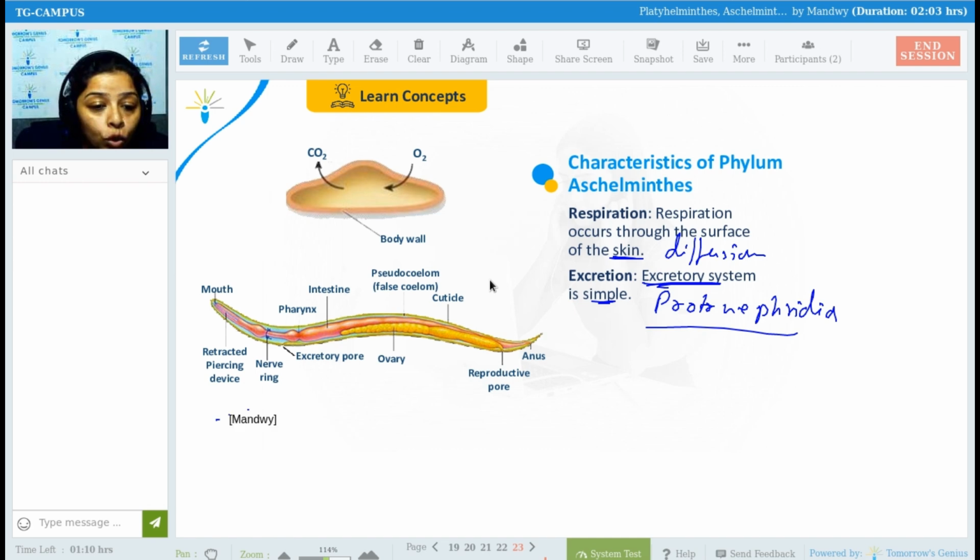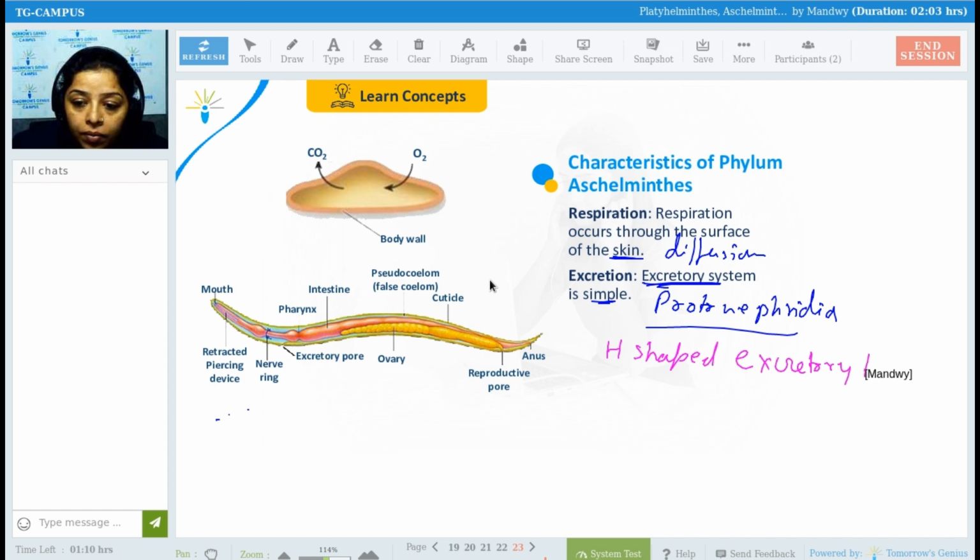They have a proper tube-like structure which is H in shape. So can we write it as an H-shaped excretory tube, through which they remove all the waste material?